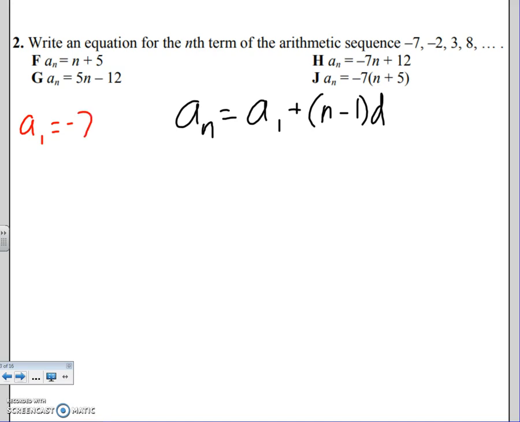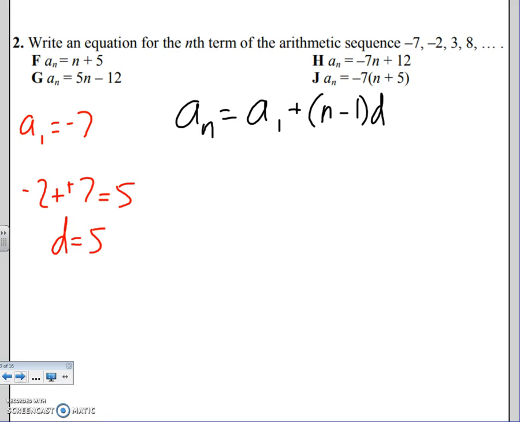To get the common difference, use the second term minus the first term. So that's subtracting a negative, which is adding, that's really 5. So our common difference d is 5. It should be adding 5 every time. So -7 plus 5 is -2, -2 plus 5 is 3, 3 plus 5 is 8, and so on.